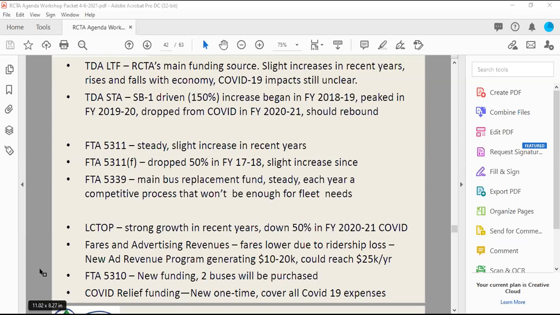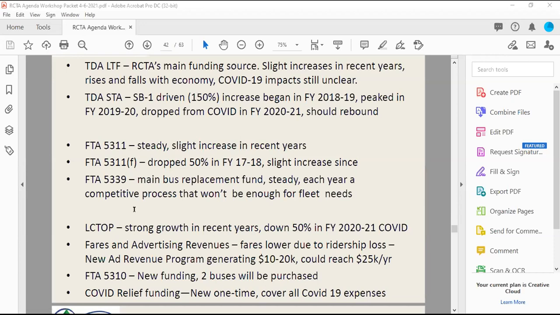The 5311, those are sales tax. Now you see where FTA stands for Federal Transit Administration. That means it comes from Washington. FTA 5311 is pretty much a formula grant, so it's steady. It's been steady. We hope it continues to be steady every year. 5311F, the next one, is the one that kind of bounces around, could be zero any year that we apply for it, because the competition is really stiff.